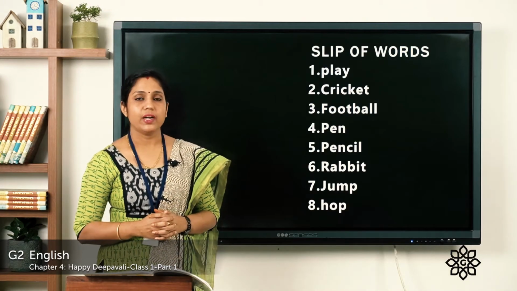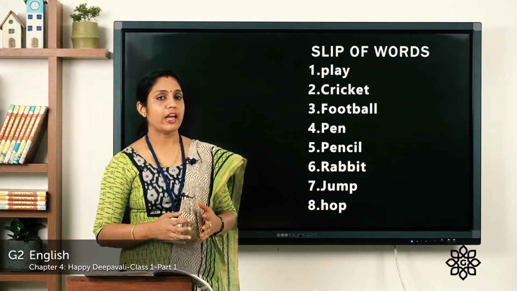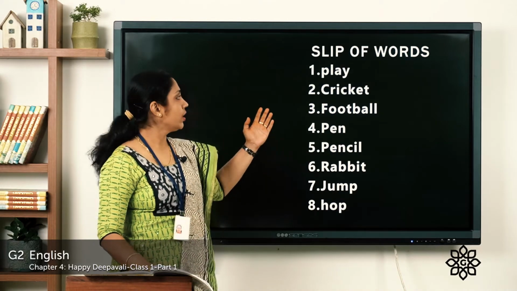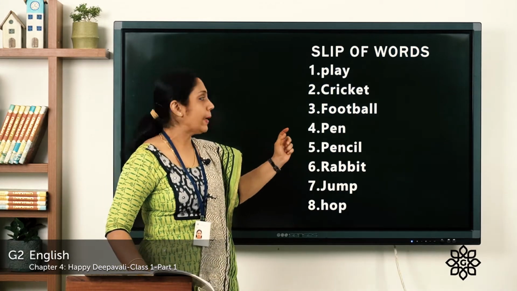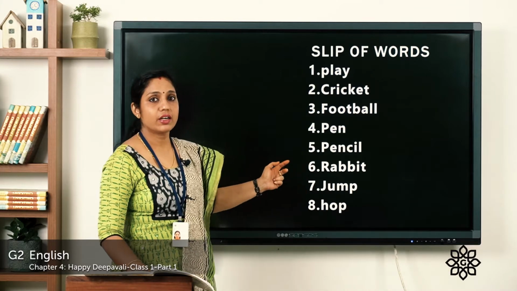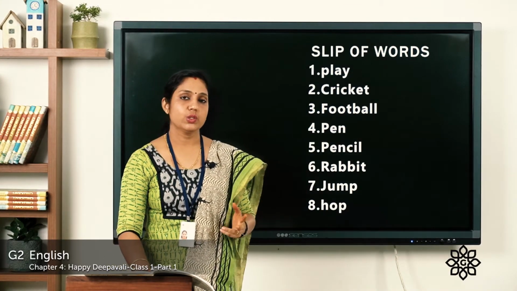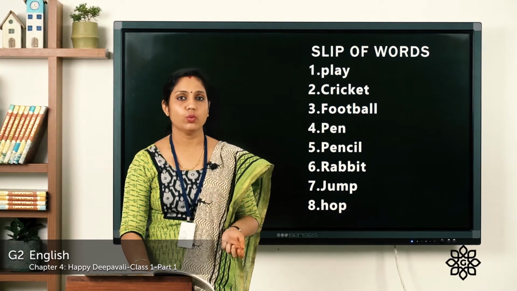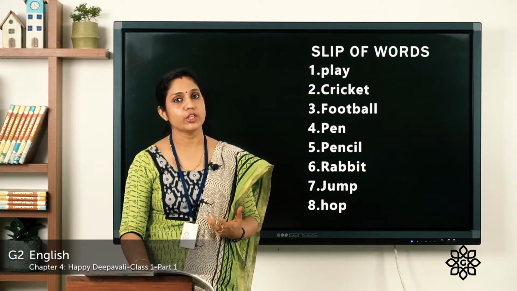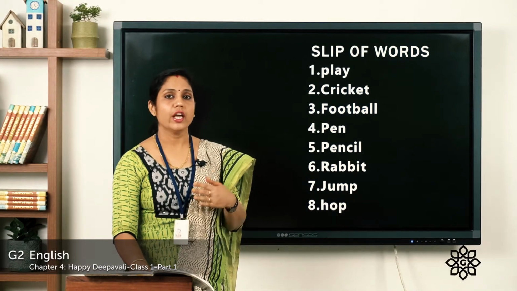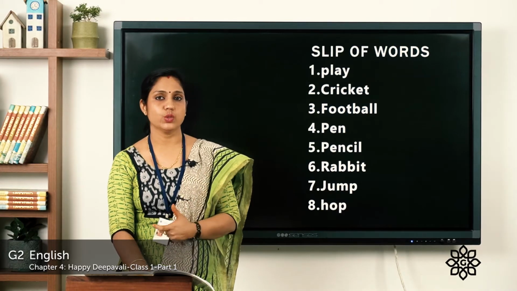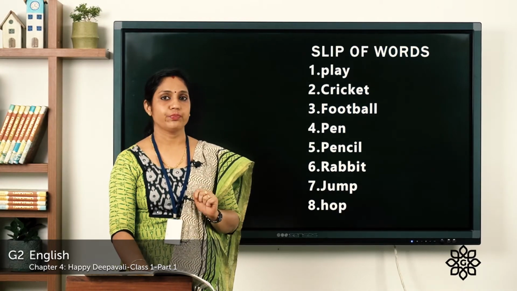Here, for example, I have written 8 words. So I have written play, cricket, football, pen, pencil, rabbit, jump, hope. So there are 8 words. In this way, you have to write 20 words. Any words you can write, but make sure that you write 20 words. And after that, you have to join these words using 'and' and 'but'.